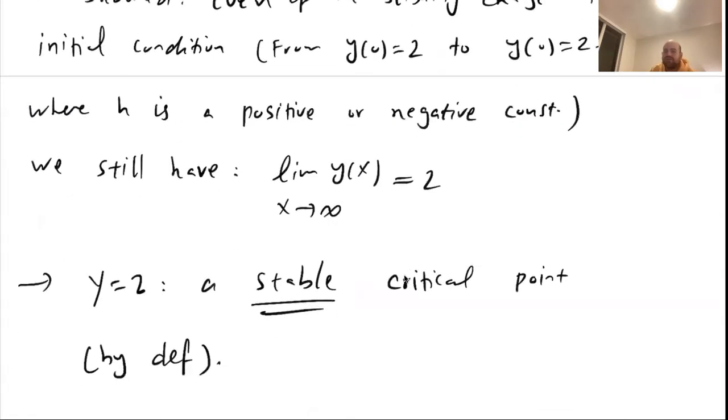If this thing happens, then we call the critical point a stable critical point. So if under slight change of initial condition, still the limit of the solution as x goes to infinity is still the same number, then we call it stable. Otherwise, we'll call it unstable.